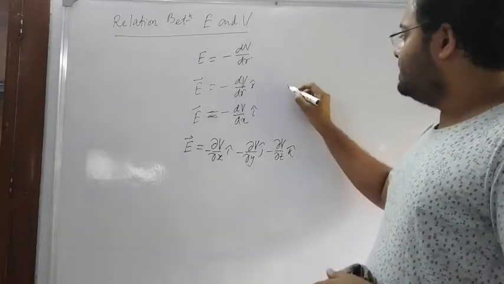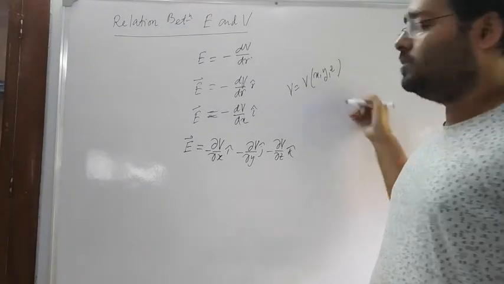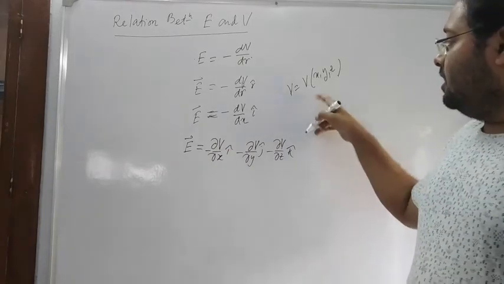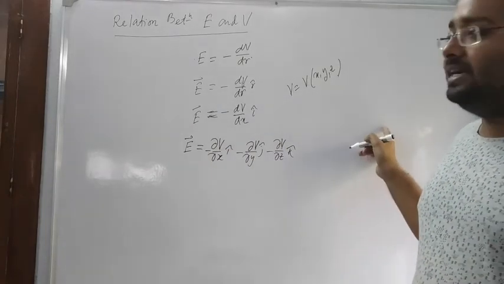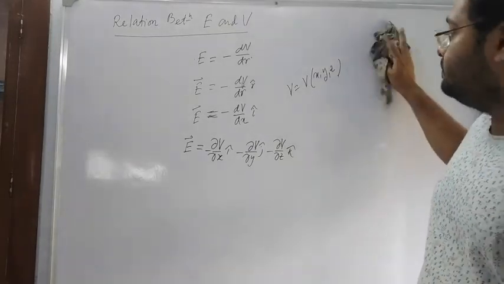You will be given some V equal to V(x, y, z), a function of x, y, z. You first do the partial differentiation, and then you put the value of x, y, z in your relation of E to get the actual value of E.